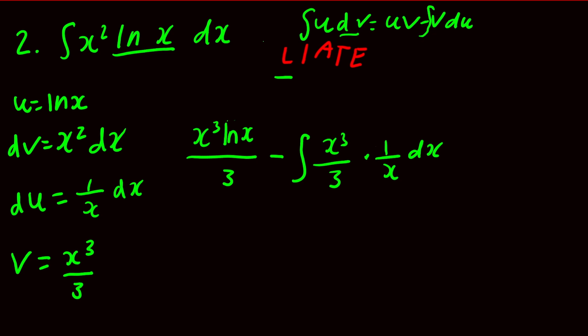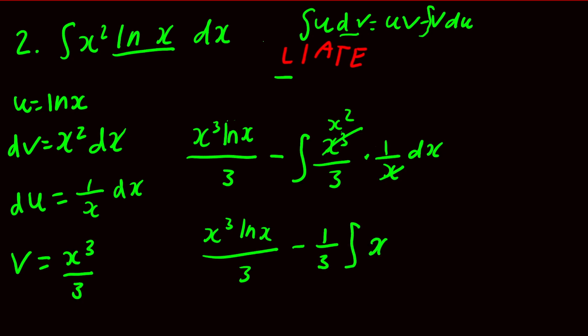Alright, so now these cancel, so this would be an x squared. Now I have x cubed ln x over 3. I'm going to pull out that constant 1/3. So now I'm left with x squared dx. And now this is a lot simpler than x squared ln x dx, right? So again, this is how you know you're going on the right track, because your integral becomes a lot simpler.